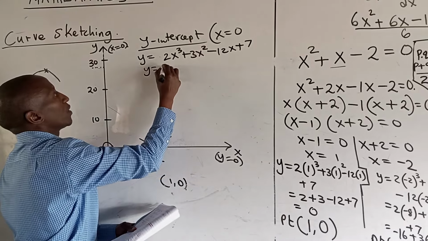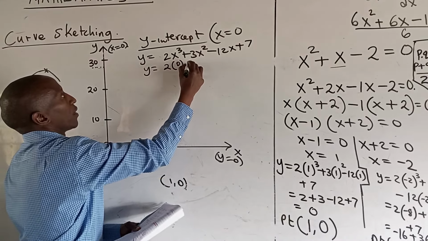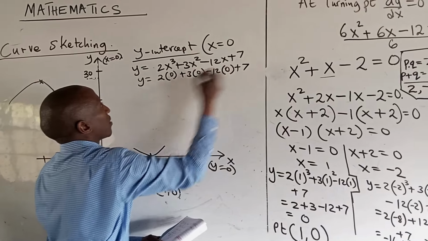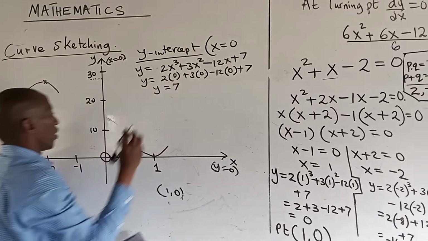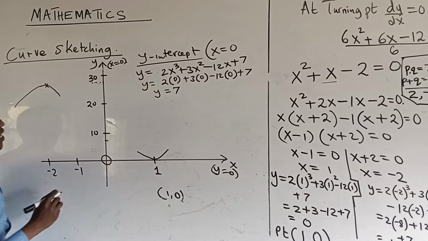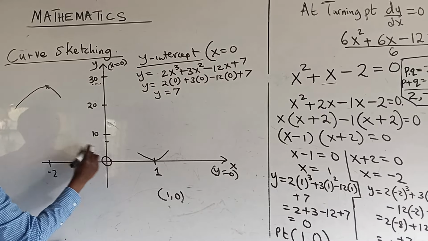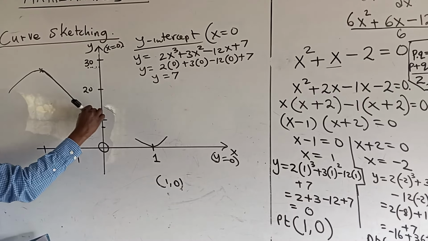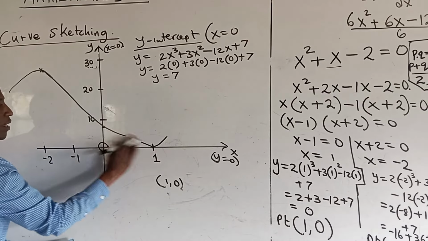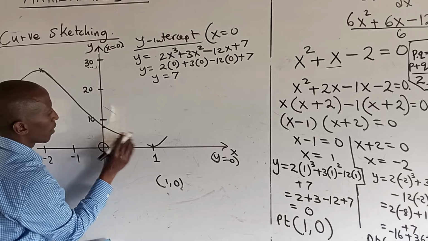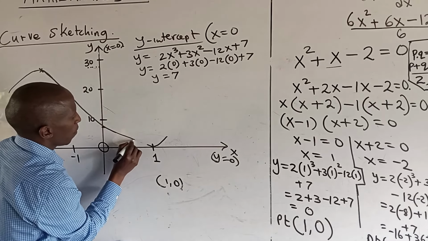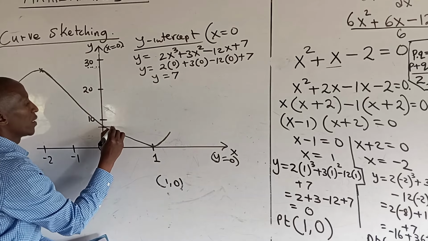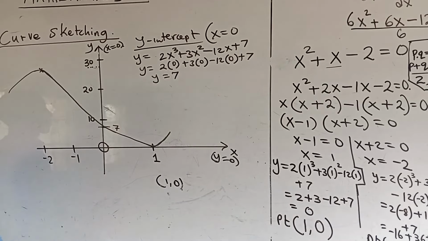We substitute 0 for x. We have a 0 here, and we have a 7. So y will be 7. We can identify a 7 around that point, and so our curve should cut the y-axis there. So at this point, this is where our 7 is.